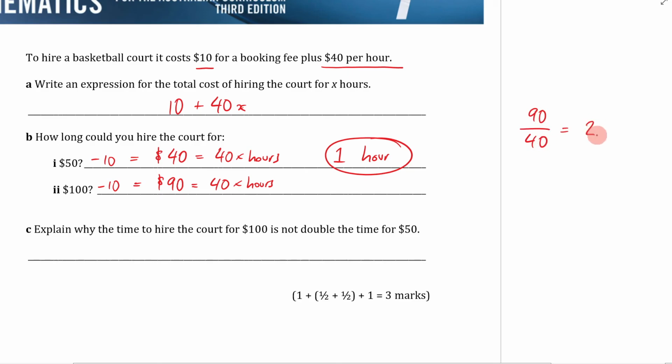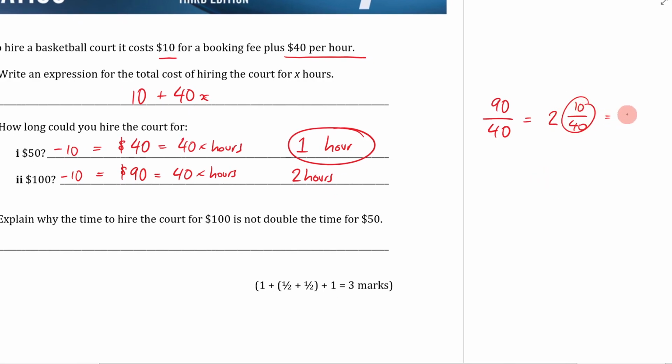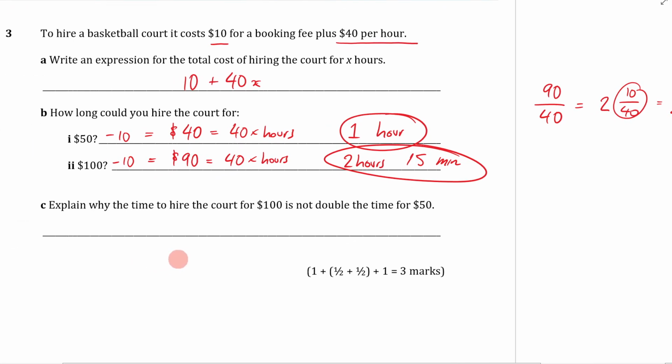It goes in twice. And how many leftovers? You have 10 leftovers, so it's going to be 10 on 40. So that means it's going to be 2 hours and then 10 on 40, which is the same as just a quarter of an hour. So what's a quarter of an hour? A quarter of an hour is 15 minutes, isn't it? Yeah, it's 15 minutes. So 2 hours and 15 minutes. Cool. All right, we continue on.